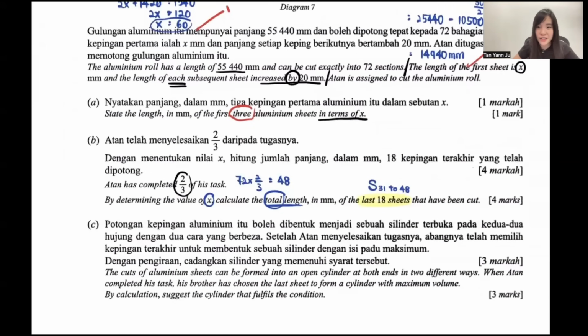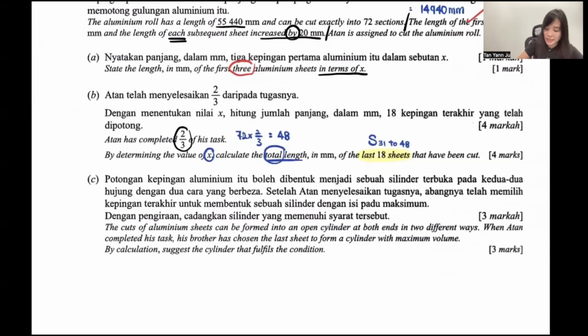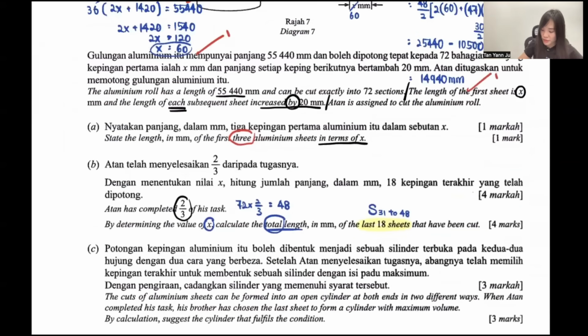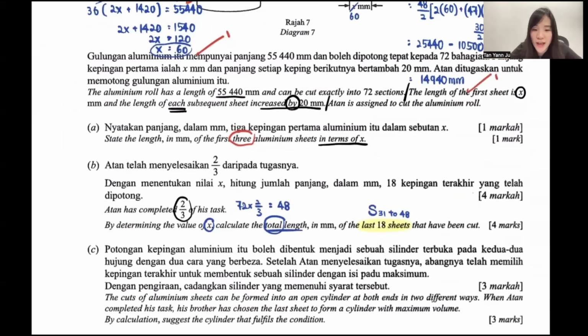Oh. Move down a bit. Okay, this question still got C. For C, they say, okay, I read for you first. Then you can continue to copy if you like, okay? They say, the cuts of aluminum sheets can be formed into an open cylinder at both ends in 2 different ways, okay?